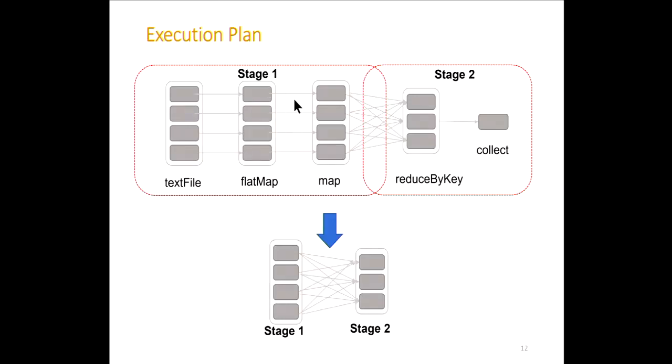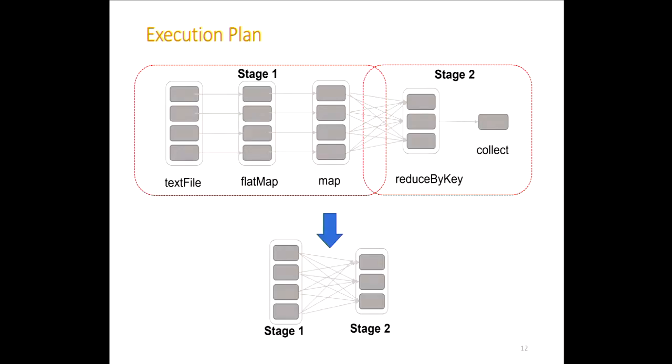So it's going to be stage one: text file, flatMap, then stage one finishes. Stage two is mapping or something else that you're adding, maybe filtering. So mapping and filtering is stage two, and then stage three is going to be reduceByKey, collecting, and so forth.